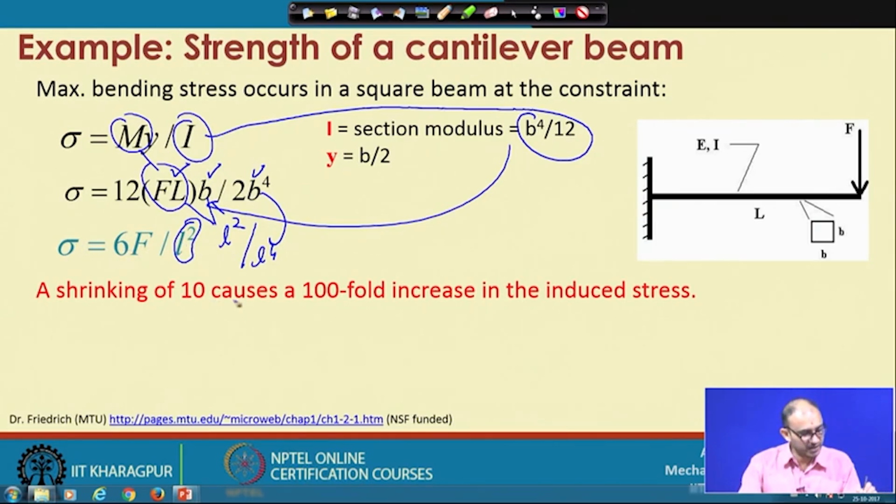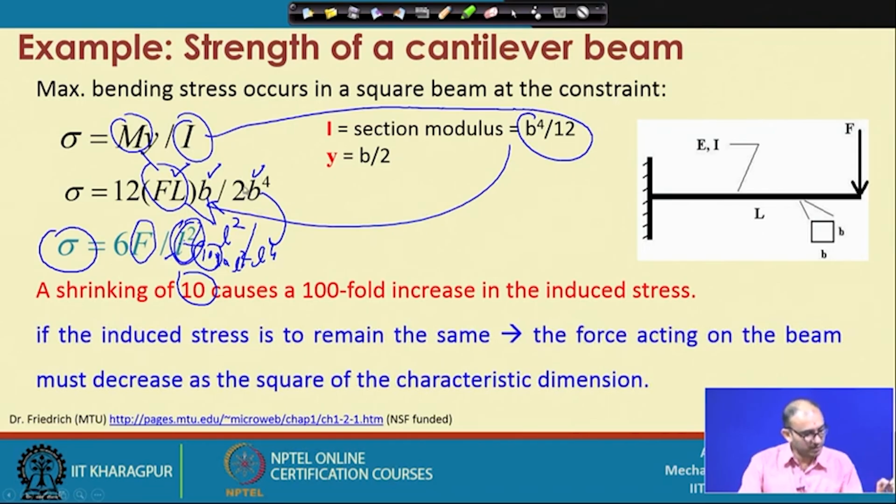So, a shrinking by 10 causes a 100-fold increase in the induced stress. If you consider F as a constant, we are not looking at F right now, but consider the dimension only. If you shrink the dimension 10 times, that means L equal to 1, it will come to L raised to 10 times is L raised to 2. So, that becomes 100. That is the reason that if you reduce the dimension, because this whole thing is in the denominator, the total induced stress will be very high in this particular case.